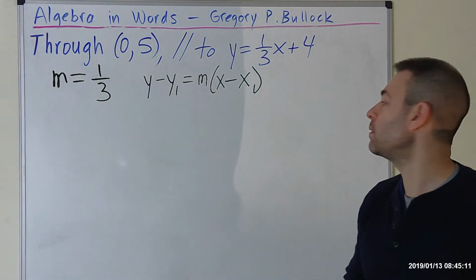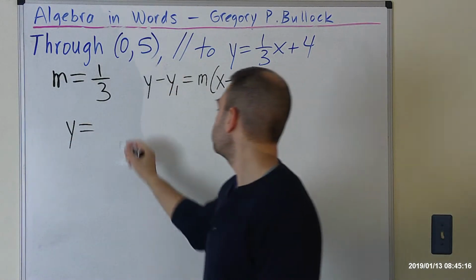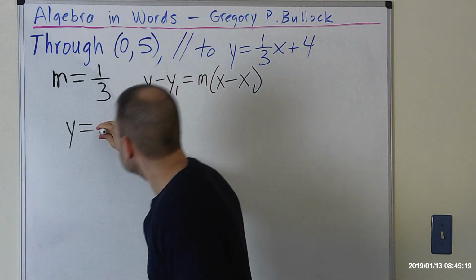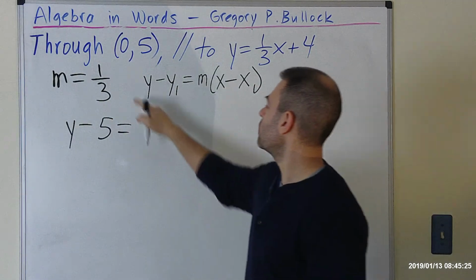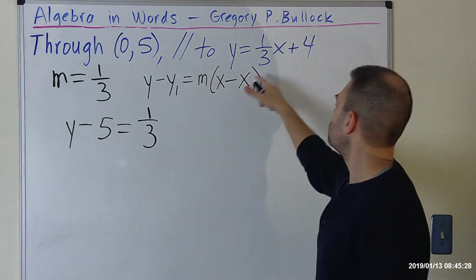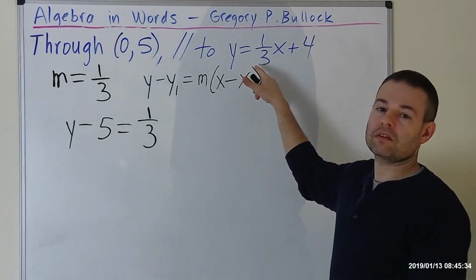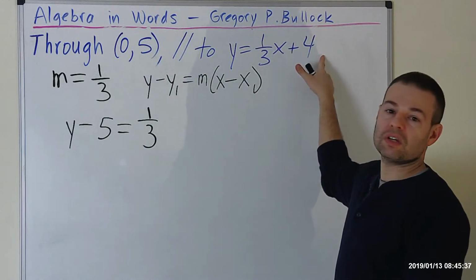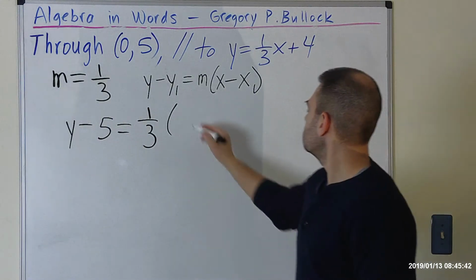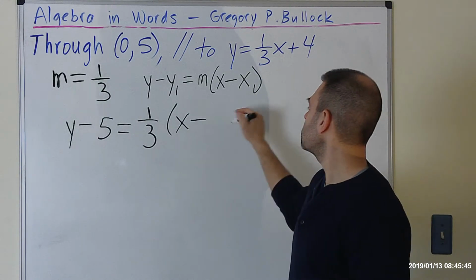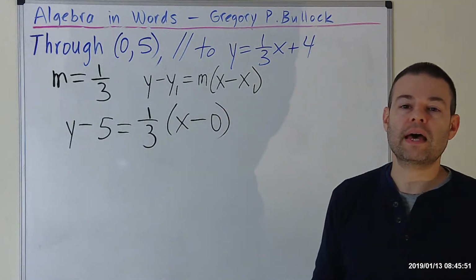So now let's plug in our values. y stays y. For y1, we're going to put in 5. This should be minus 5, equals m, which we determined to be 1/3, which we got from this because to be parallel, it has to be the same slope. Keep in mind, we can only get the slope when this equation is in the slope-intercept form, which it is. Parentheses, x stays x, minus, and the x1 is going to be 0 in this case. So we plug everything in, and now let's simplify.